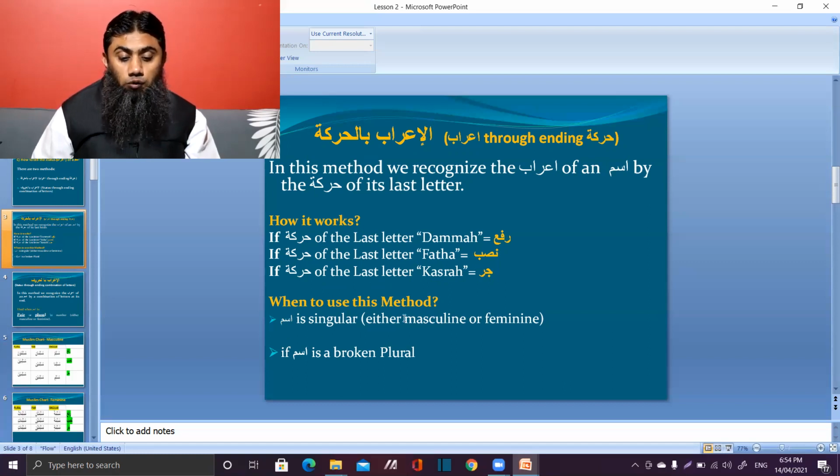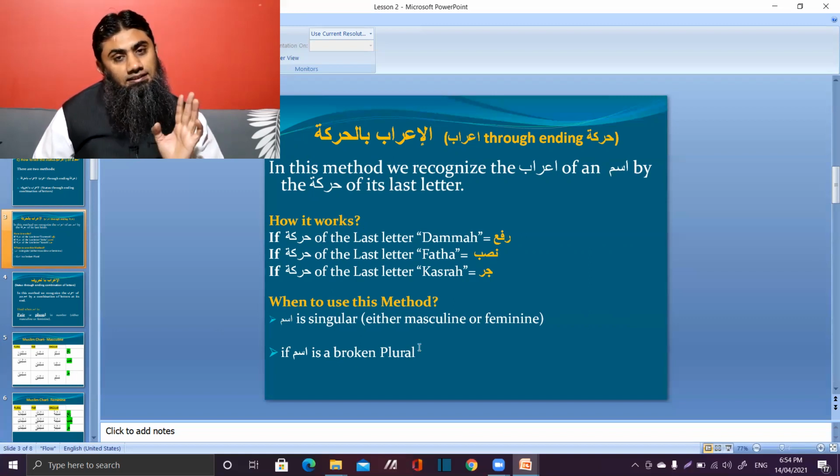When we use this method, if the ism is singular, either masculine or feminine, it doesn't matter. As long as the ism is singular, we use this haraka method. One more thing is mentioned here, that we use this same method if the ism is a broken plural. What is it? Don't worry about this at this stage. Inshallah, it will come in its own time. At this stage, just remember that this haraka method is used for singular ism and for broken plural. That's it.